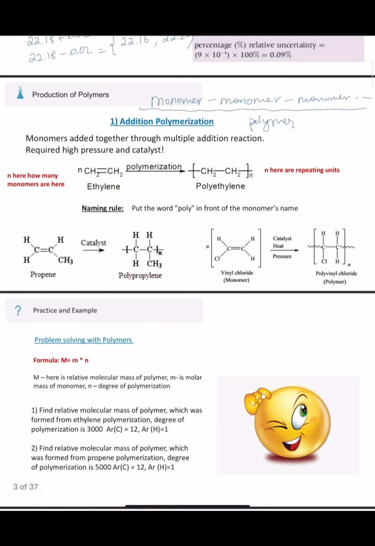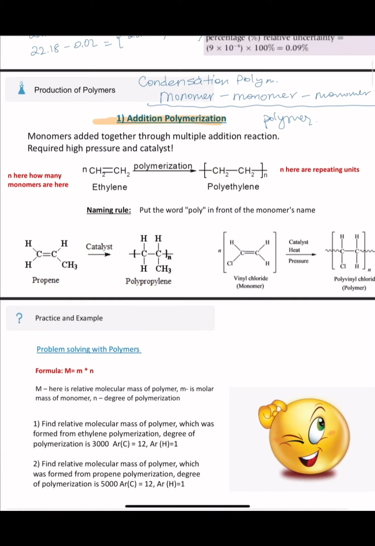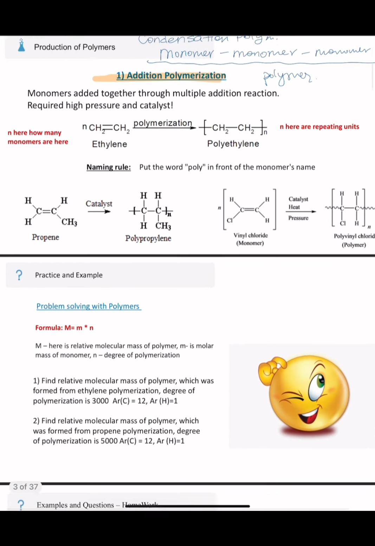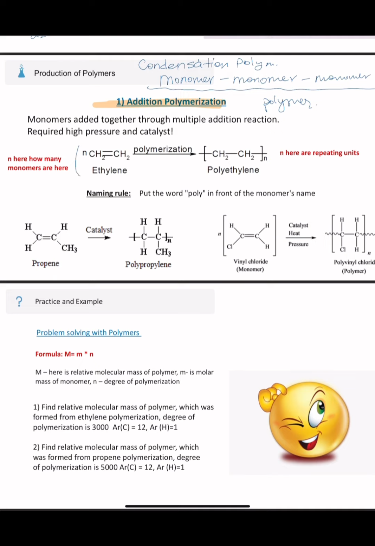There are two ways to make polymers. One of them is addition polymerization. The other one is condensation polymerization. We have done this in biochemistry, and I'm going to remind you about this later on. Okay, so addition polymerization, how it happens. Let's say I have one ethylene, whose other name is ethene. Okay, so I have ethene.